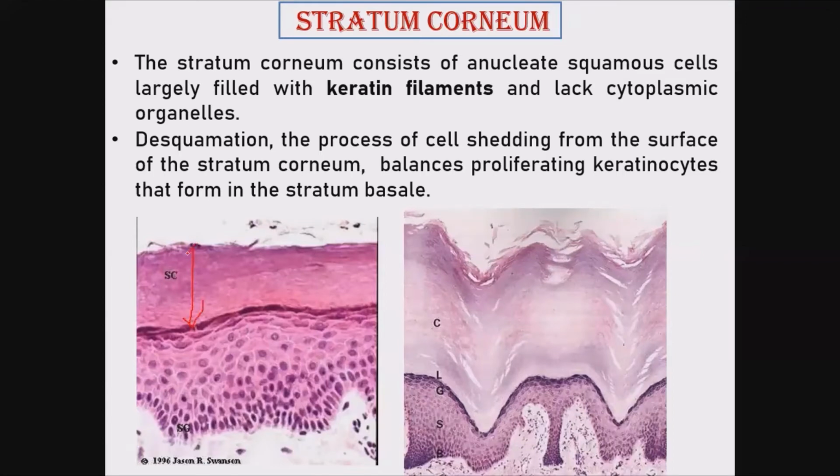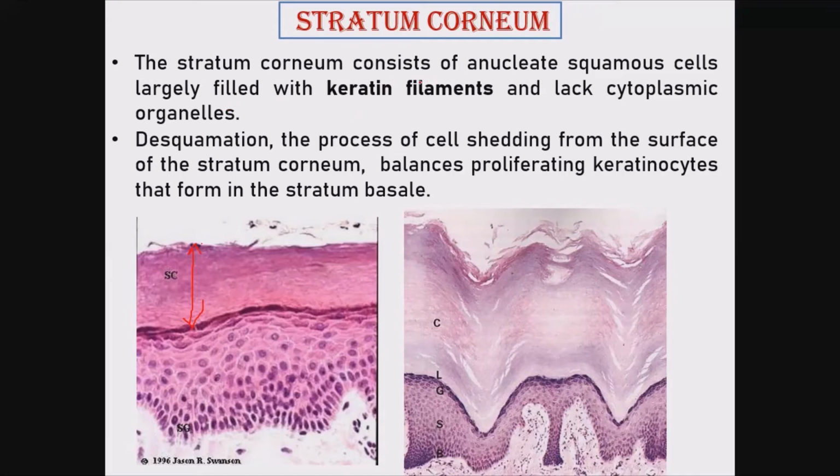So coming to the last layer, this one, stratum corneum. Actually, it is the fourth layer, but we have one more fifth layer in the thick skin. So these four layers are common to both thick skin and thin skin, but in thin skin the width of these layers will be very less. The stratum corneum particularly will be very thin in thin skin.